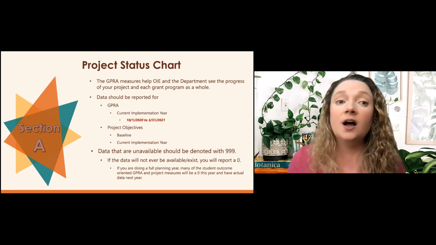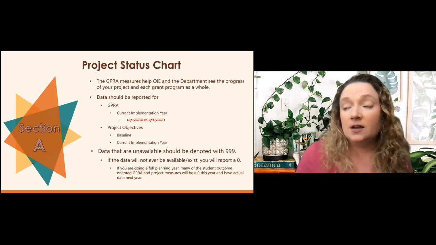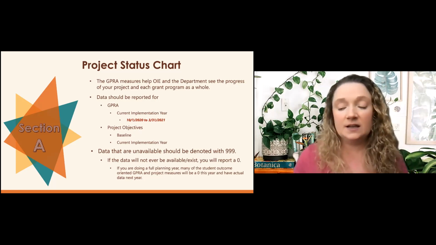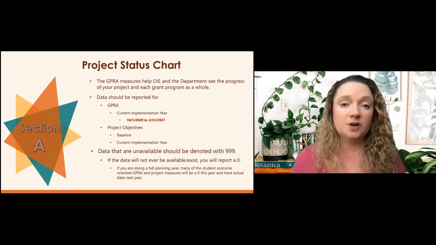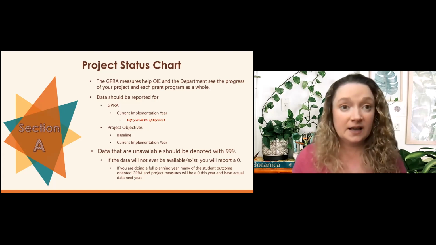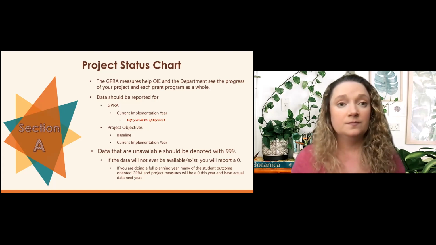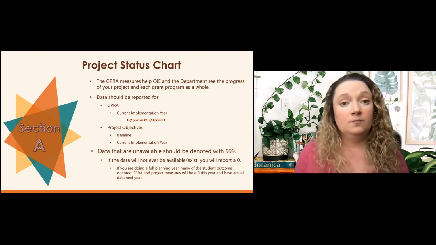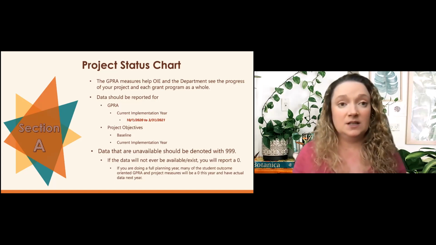If it's an objective pertaining to a specific service, let's say a counseling service you were going to offer, but you're not starting that counseling service until year 2, well, you're never going to have information about that counseling service for year 1 because you hadn't implemented it yet. So then you're going to put a 0 because that's not data that will even exist for year 1.